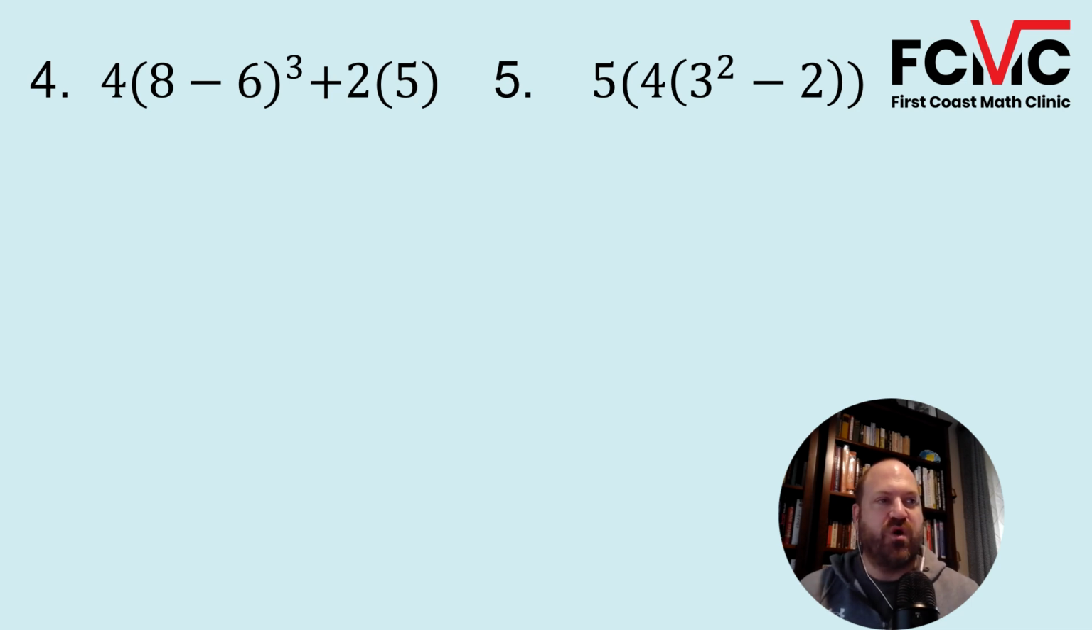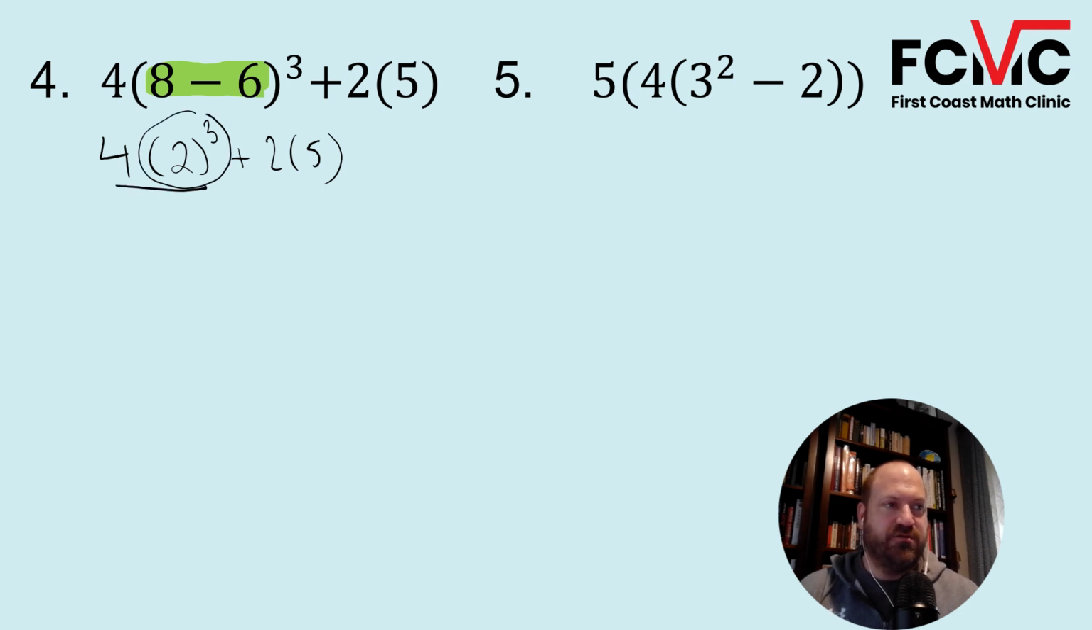Number 4, we've got 4 times the quantity 8 minus 6 to the third power plus 2 times 5. Let's again start inside of our parentheses. We've got this operation inside our parentheses, 8 minus 6. So we're going to have 4 times 2 to the third plus 2 times 5. So now we've got multiplication, exponents, addition, and multiplication.